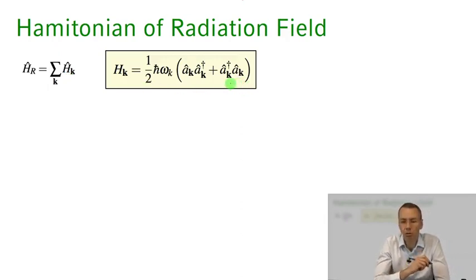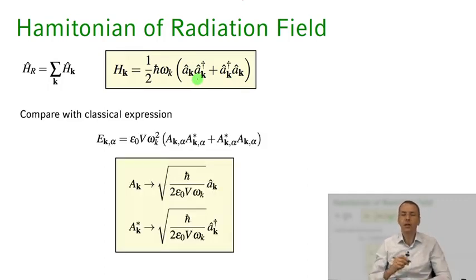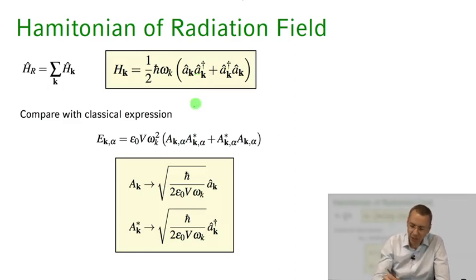in the context of the quantum mechanical oscillator, with the a_k and a_k dagger operators being the destruction and creation operators. Now, if we compare this quantum version of the harmonic oscillator, the energy stored in the kth mode, with the classical energy stored in the kth mode that we also derived in one of the previous classes, we can actually see we can make a simple correspondence between the classical and quantum version.